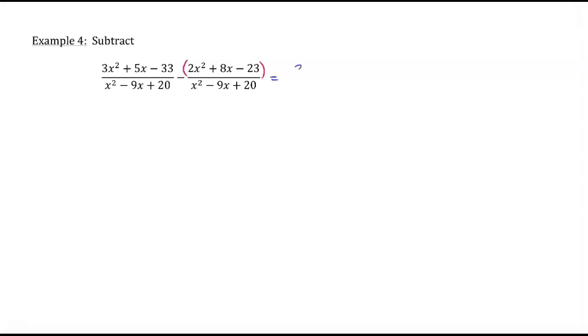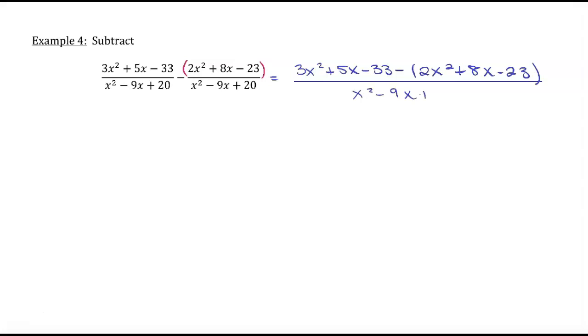Your best bet is to use parentheses. Subtracting in the numerator, we have 3x squared plus 5x minus 33 minus the polynomial 2x squared plus 8x minus 23. And the denominator is simply x squared minus 9x plus 20. Simplifying in the numerator, we first need to distribute the negative sign to each term inside the parentheses. This becomes 3x squared plus 5x minus 33 minus 2x squared minus 8x plus 23.